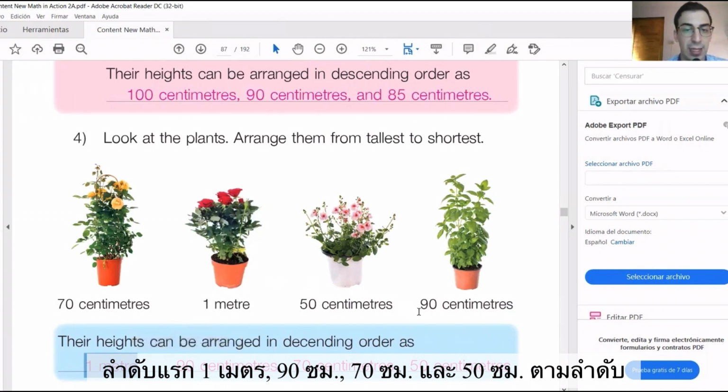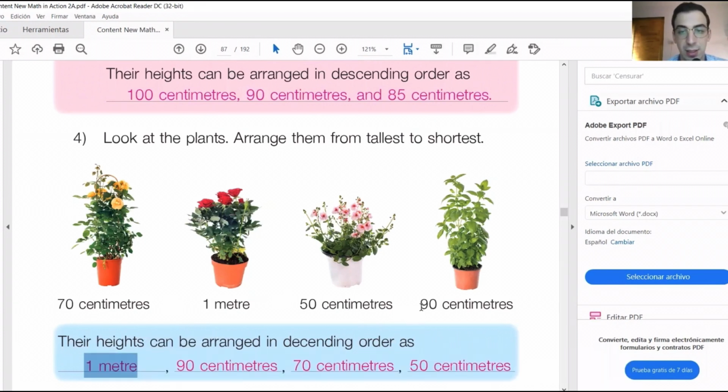After this, we have 90, 50, and 70. Which one is the highest? 90. So we write down 90 centimeters. Apart from 1 meter and 90 centimeters, which one is the highest? 50 or 70? 70. So we write 70 centimeters. And finally, the last one, the shortest, is 50 centimeters.